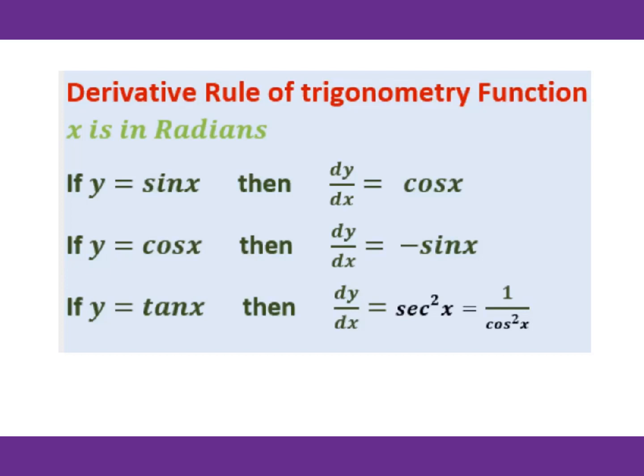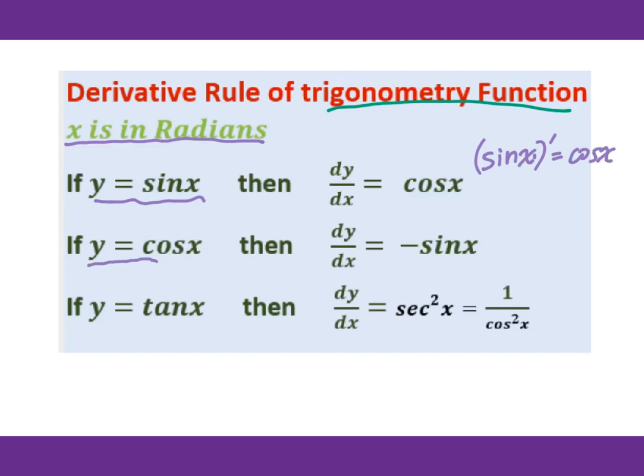Today's lesson is about derivative rules of trigonometry functions. When you do the derivative of a trigonometry function, remember all the variables are in radians, not degrees. If y equals sine x, then dy by dx equals cosine x. In other words, the derivative of sine x equals cosine x.